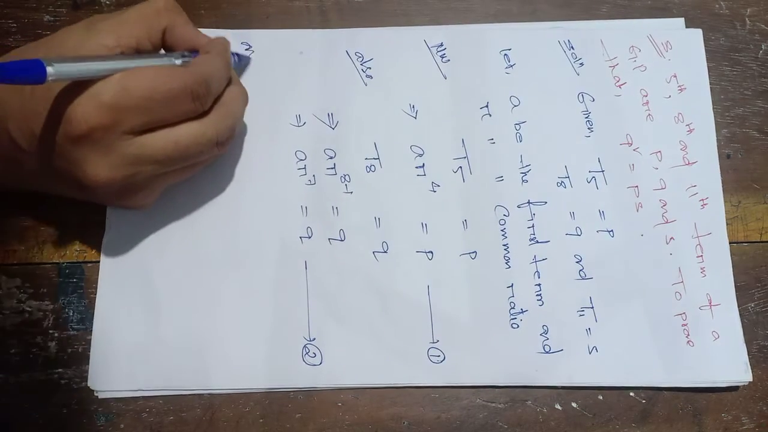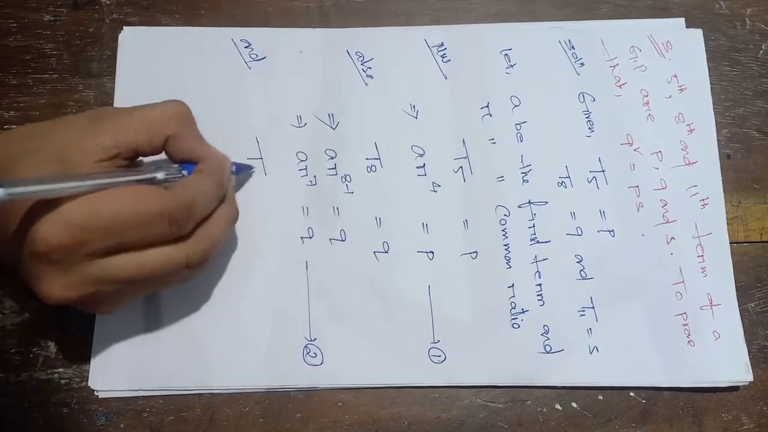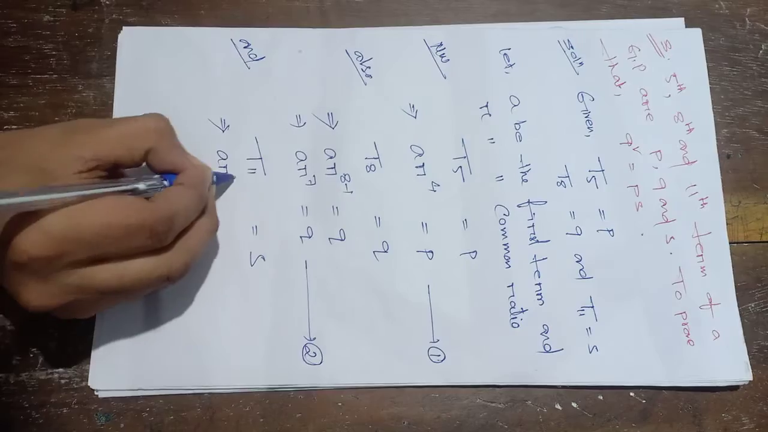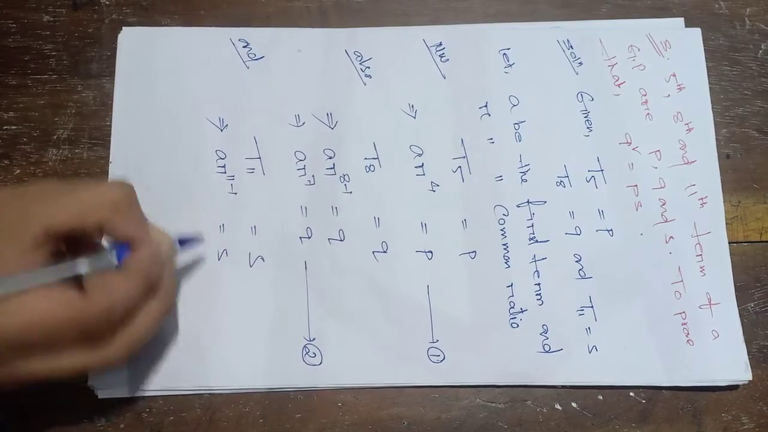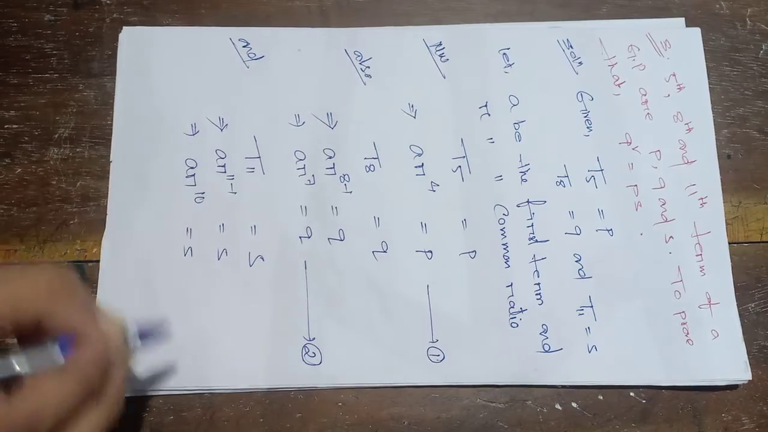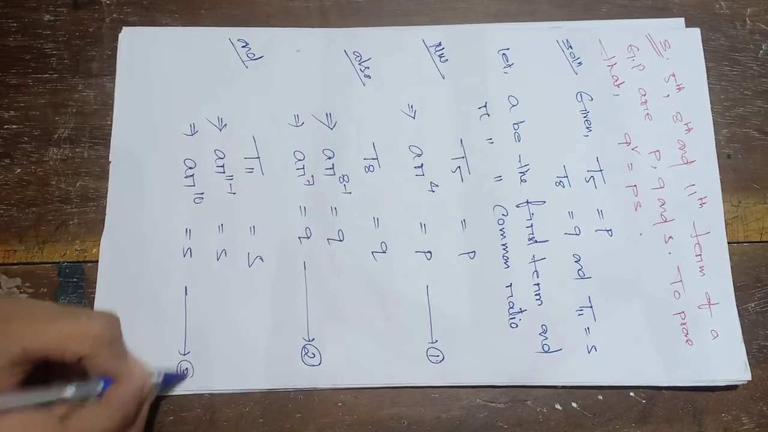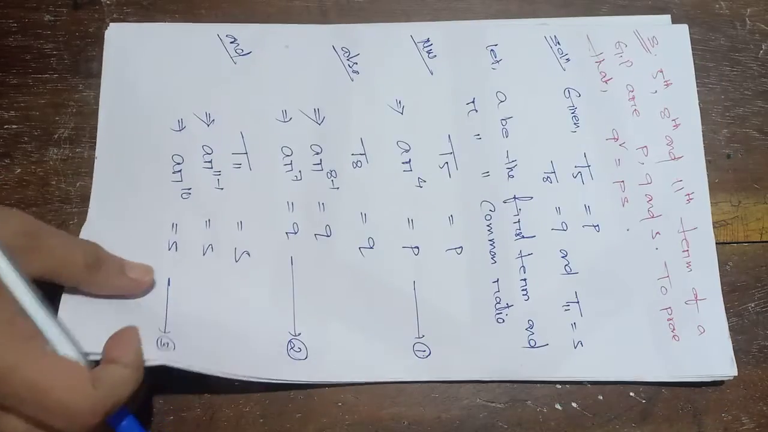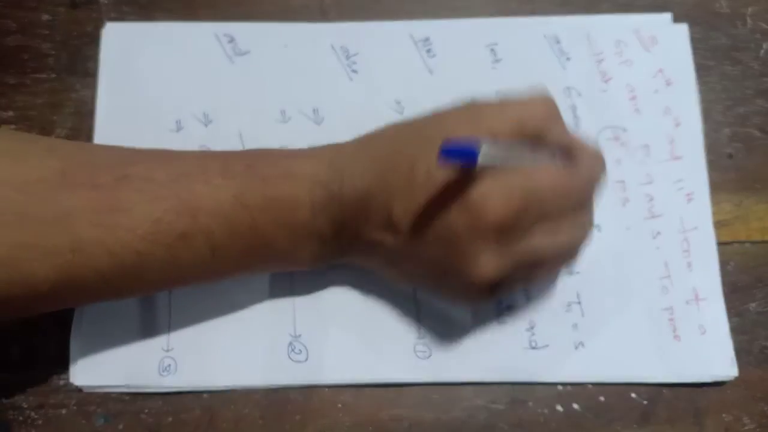And the last one, T11 equal to S. So it is AR to the power 11 minus 1 equal to S. So AR to the power 10 equal to S, equation number 3. Now see the question, what we have to find out. We have to prove Q square equal to PS.